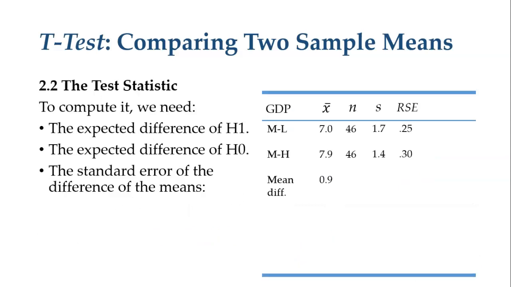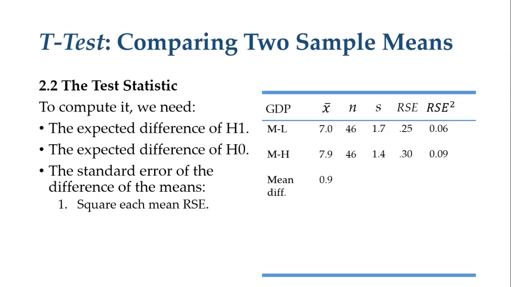The second way to do it is actually to use the test statistic. The t-test uses three values: the expected difference according to our hypothesis, or the alternative hypothesis as it is called, minus the expected difference of the null hypothesis, which is 0 always, divided by the standard error of the difference of the means. How do you estimate the standard error of the difference of the means?